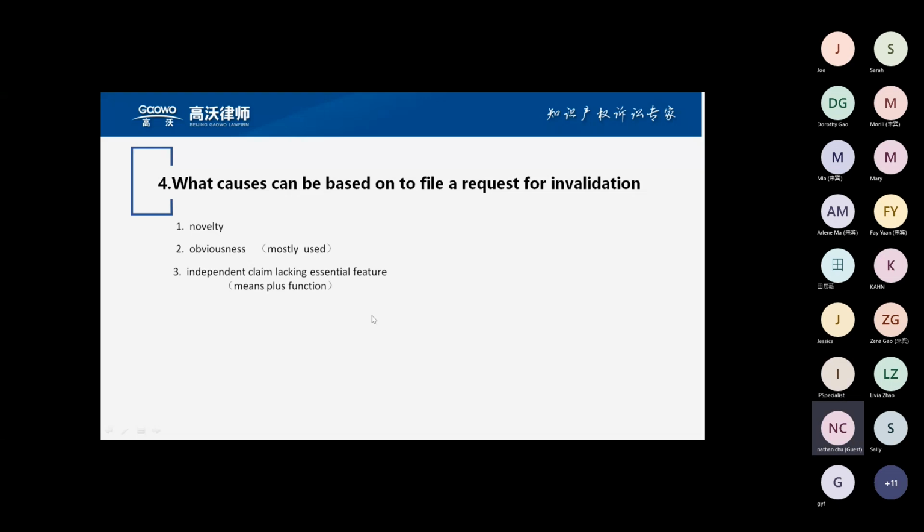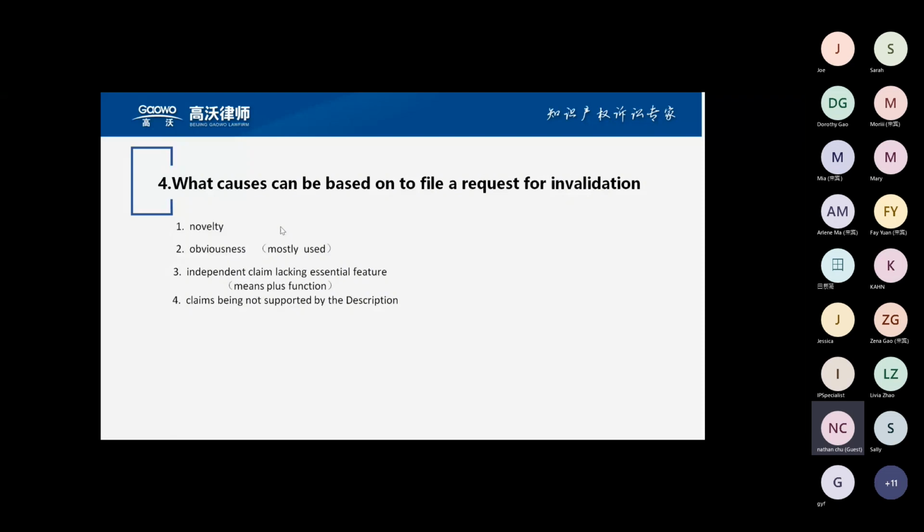You can also file based on the reason that the independent claim lacks an essential feature. Based on the Chinese patent law, the independent claim has to include all the essential features to achieve the purpose of the claim, to solve the technical problem of the independent claim. For example, if the independent claim is a means-plus-function claim, you have to include all the technical features, all the means to achieve the function. So I think this reason can only be directed to an independent claim.